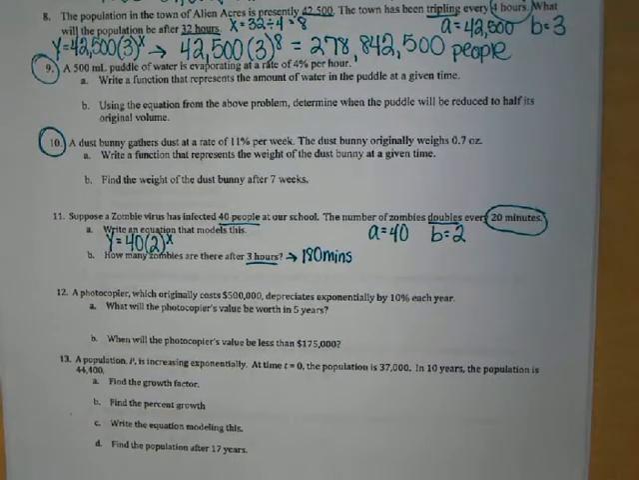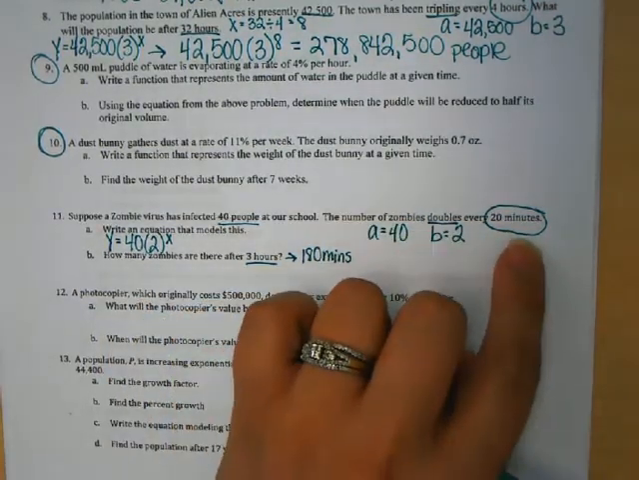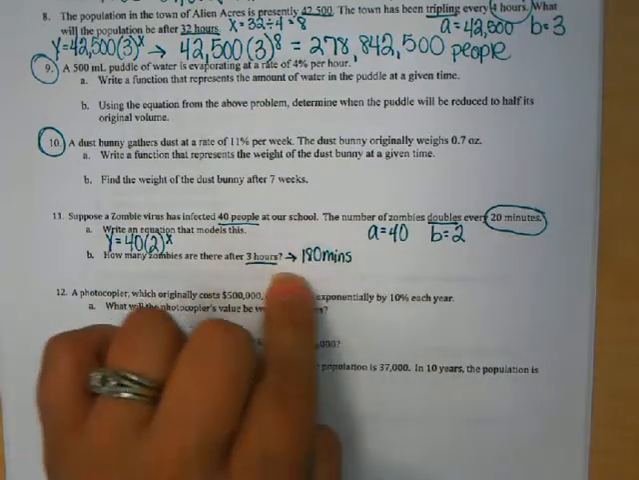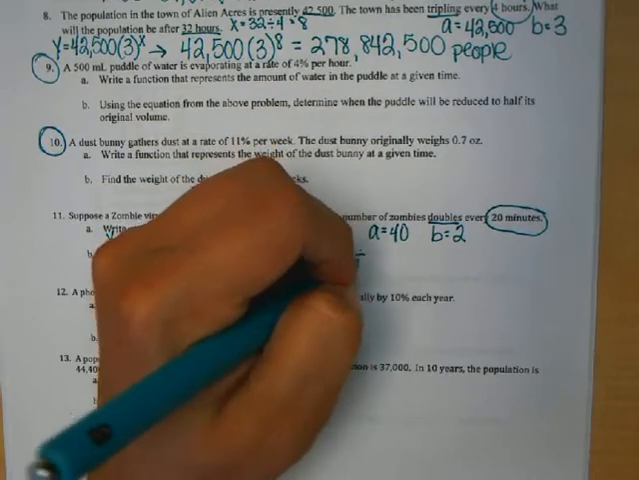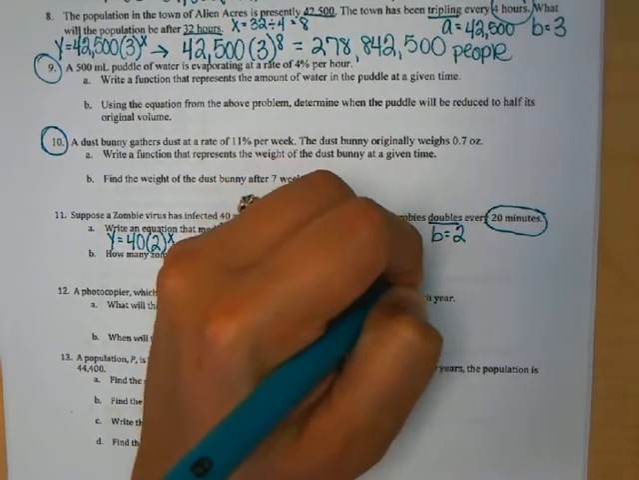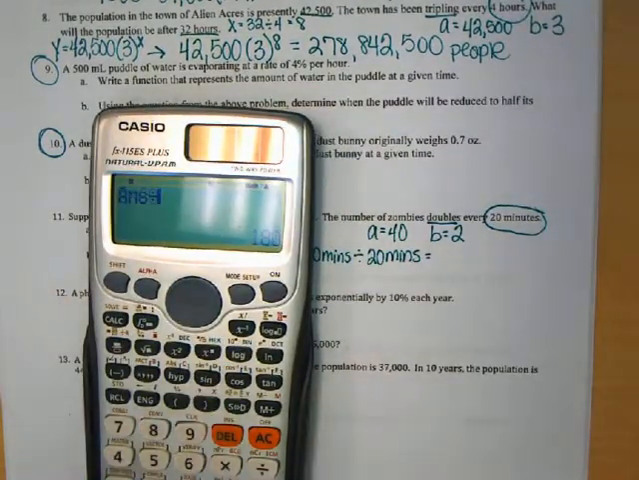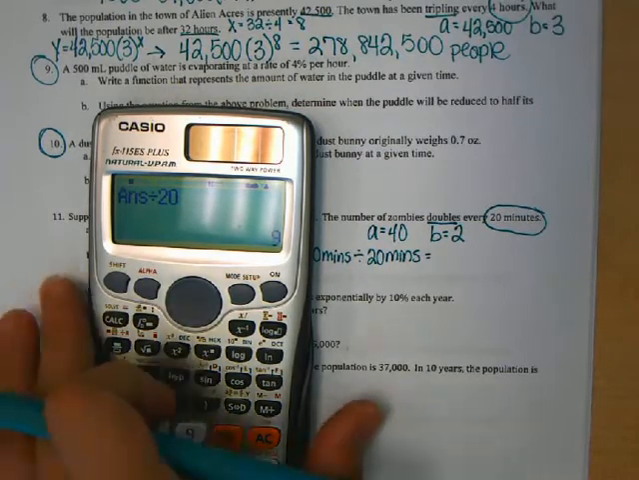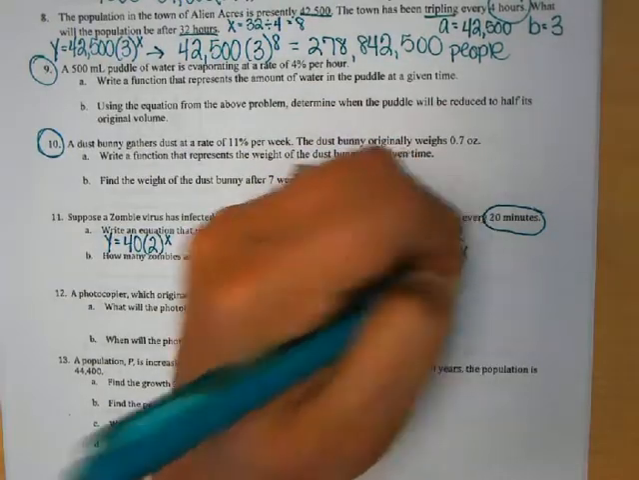However, this doubling only happens every 20 minutes. So I need to take this 180 and divide it by 20. So 180 divided by 20 minutes, that's going to give me my x value. So 180 divided by 20 leaves us with 9. So I get 9 as my x value.